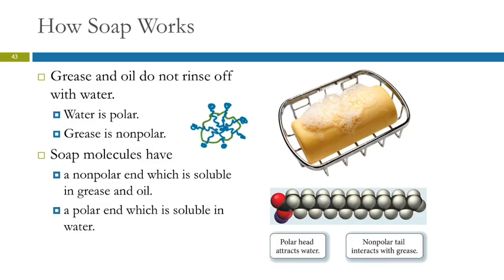And so the water just sees the outside of that globule, and it's polar, and so it can get in among the water. So what soap does is it breaks the grease into small little micelles and surrounds them with polar heads so that they can escape. Any questions?